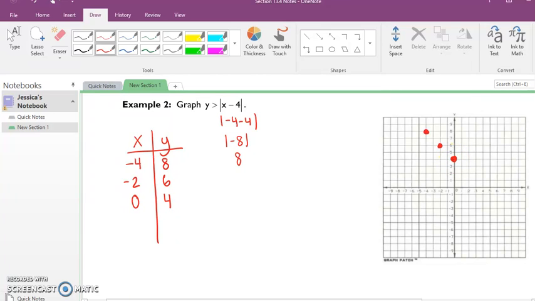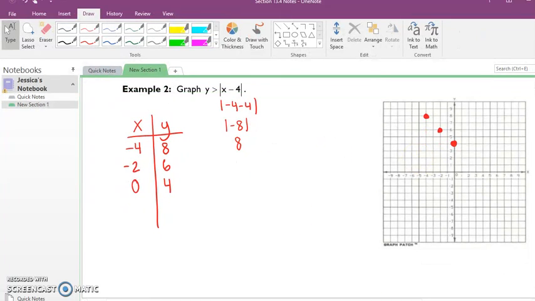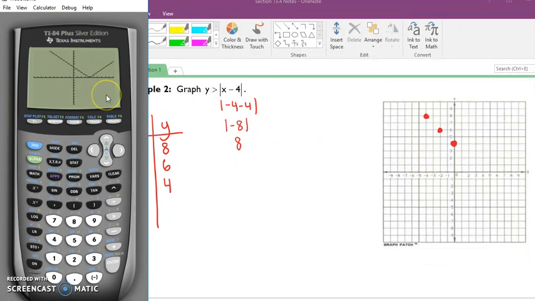So one way that I could do this is to plug in values, making a table. The second way that I can do this is in my actual graphing calculator. Notice in the top right in blue here, it says table.